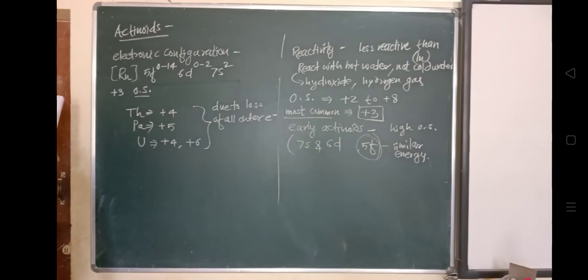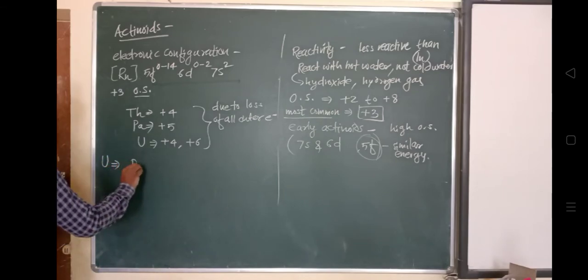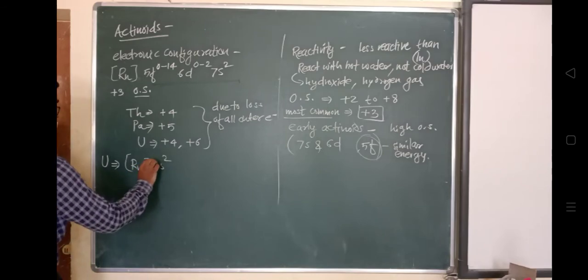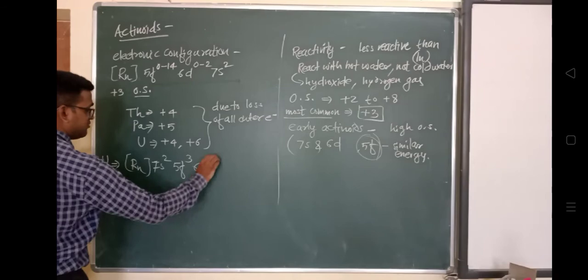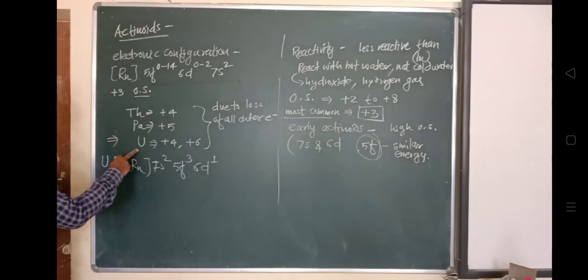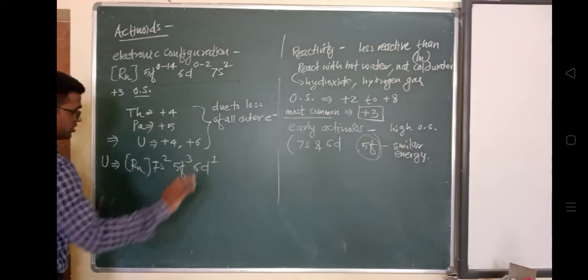So for example, uranium has this electron configuration: radon 7s2, so the s orbital has 2 electrons, the f orbital has 3 electrons, and it has 6d1. Now we have written here the oxidation state. If it is showing the plus 4 oxidation state, 4 electrons will be removed.